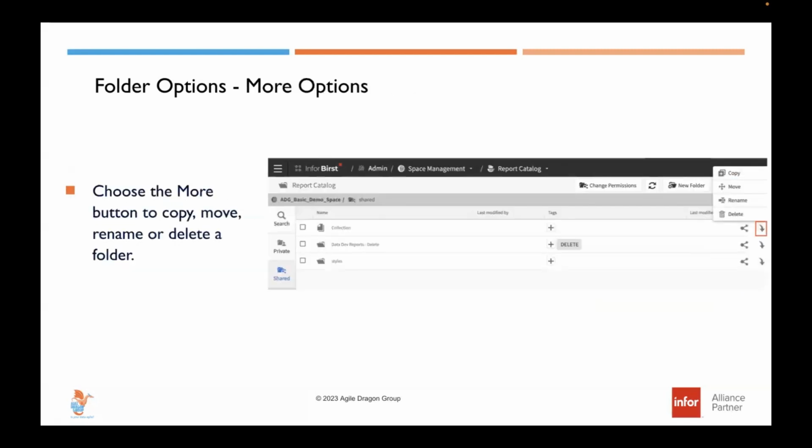There are also more options when you're working with folders. If you notice in the image, there's a red box around this down arrow. When you click the down arrow to the right of any asset, you can copy, move, rename, or delete that particular asset with the More Options button.